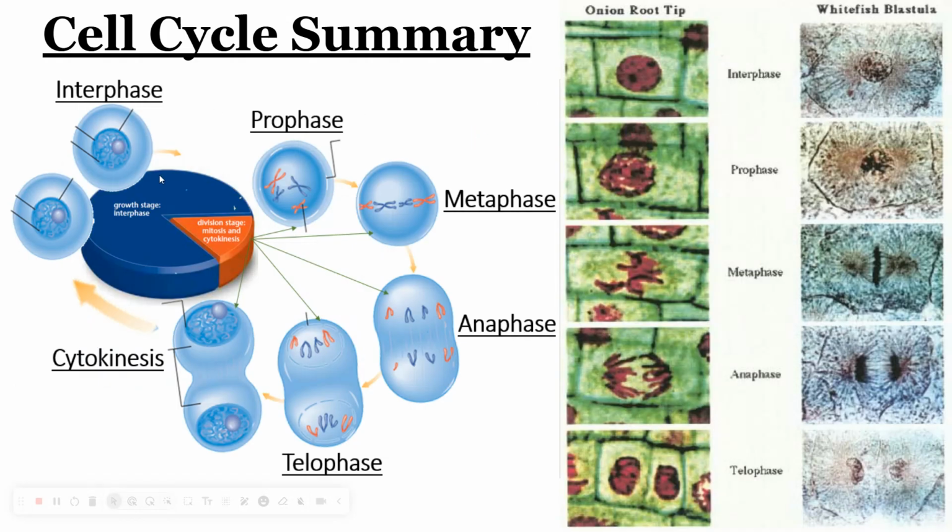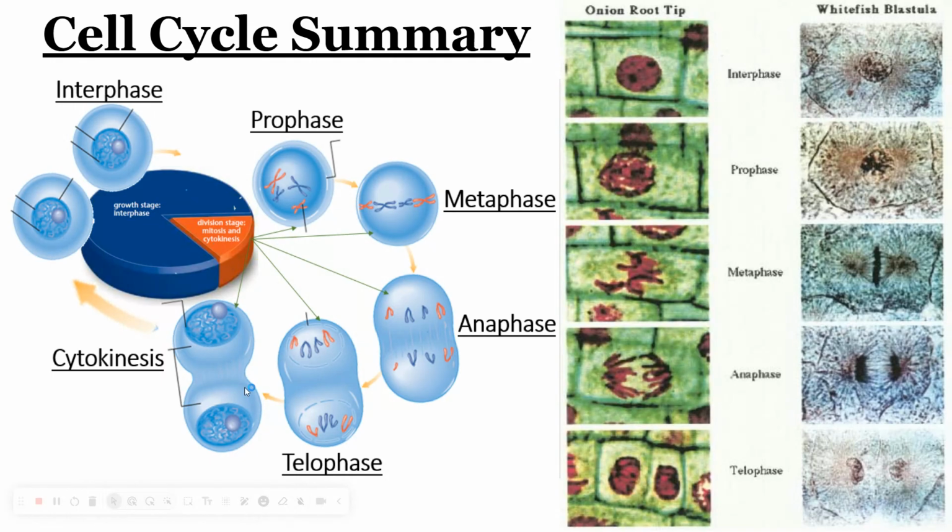So this is our cell cycle summary. You can see this is a cell cycle here. We have interphase, then division. Interphase is that doubling part where the cell gets larger, doubles everything. You don't see much happening, but there's a lot happening there, 90% of the cell's life. Then you get into division. Division consists of mitosis and cytokinesis. Mitosis is really that prophase, metaphase, anaphase, telophase.